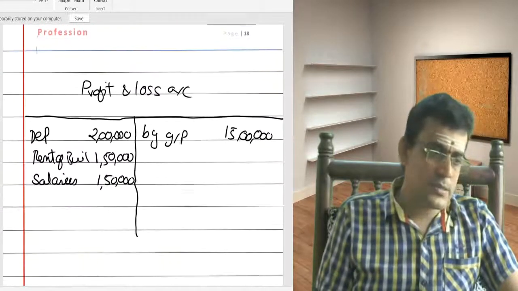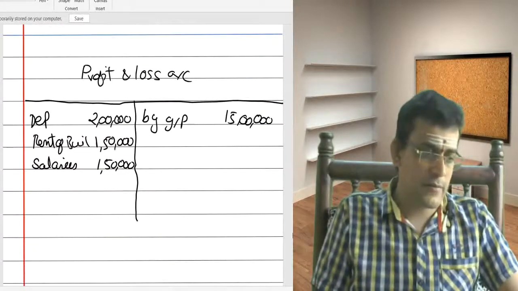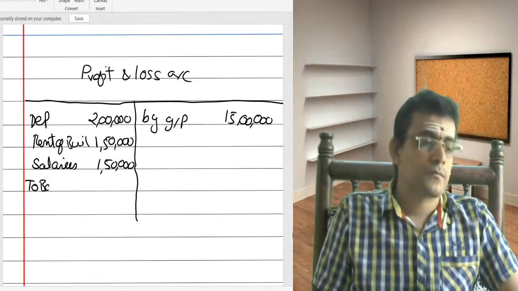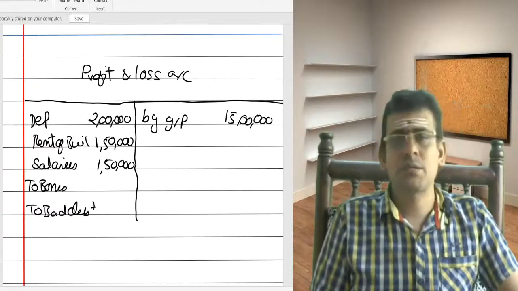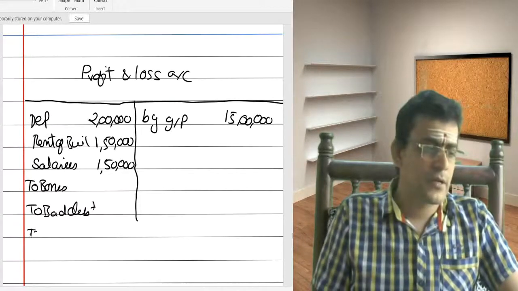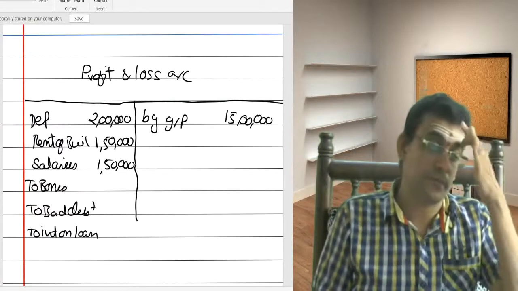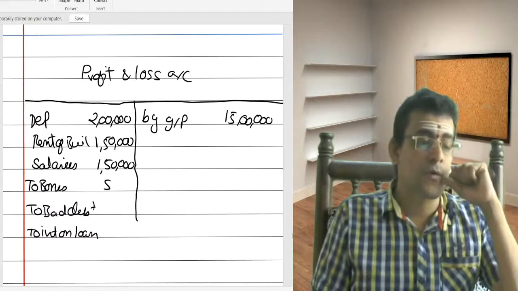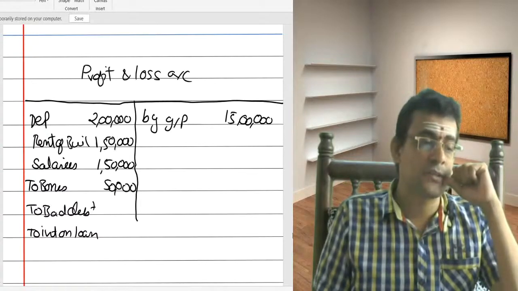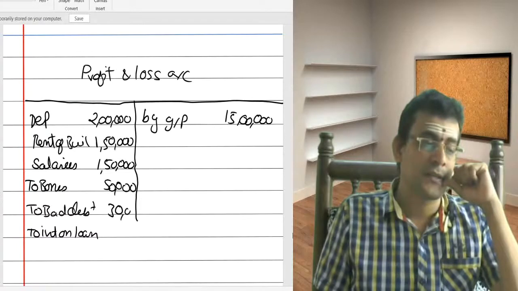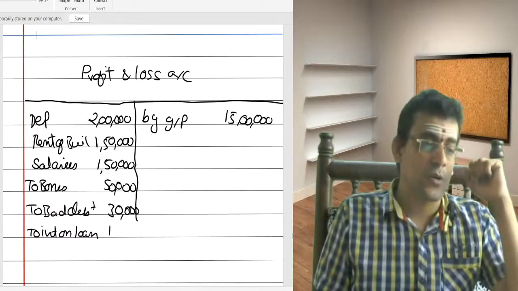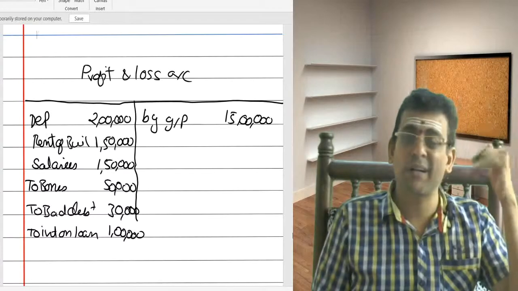Apart from all this, you are also having bonus, bad debt, and interest on loan borrowed. Let us consider bonus 50,000, bad debt 30,000, and interest on loan 1 lakh. That is nothing but your debit side.